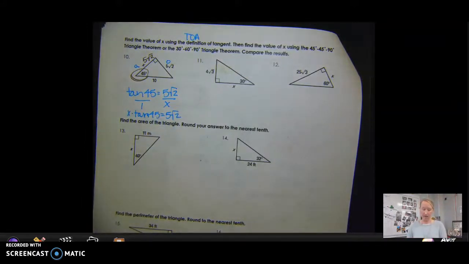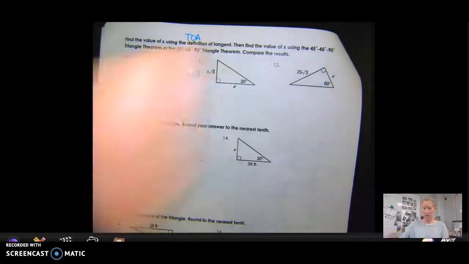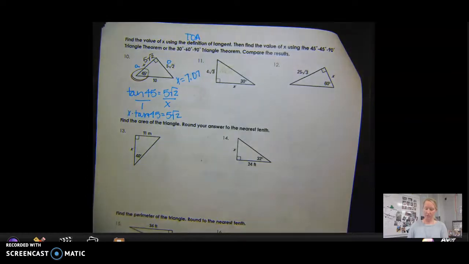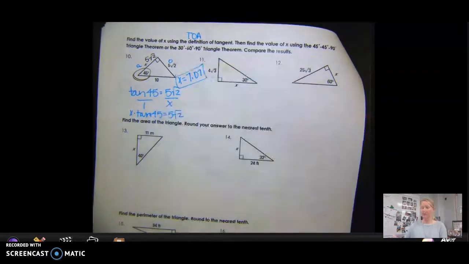So I get 5 square roots of 2 divided by the tangent of 45. And I get 7.07. Well, if I put in my calculator 5 square roots of 2 and press enter, I get 7.07 also. So it'll give you the same answer.